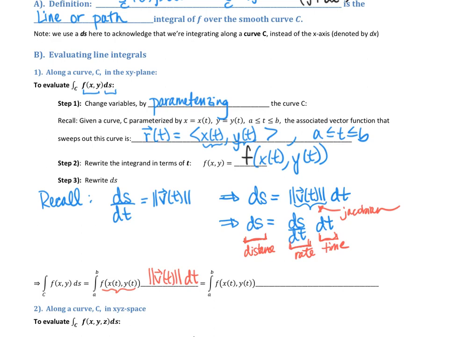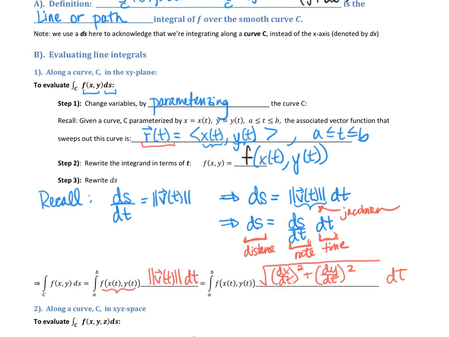Okay, now let's remind ourselves how we find our rate, or the speed. Given this parameterization up here, I'm finding the magnitude of the velocity. So that means I'm taking the square root of the derivatives of the components, squared and then added together here.